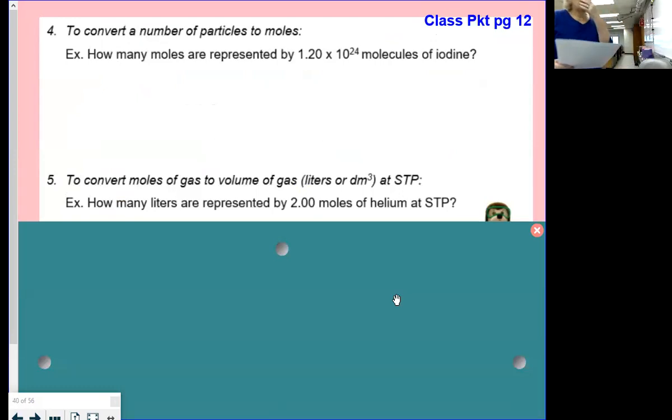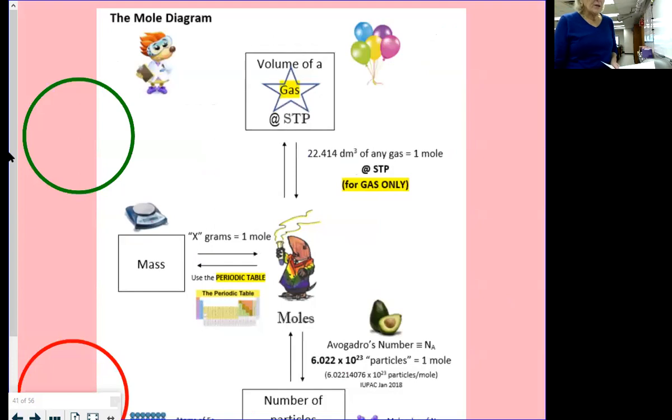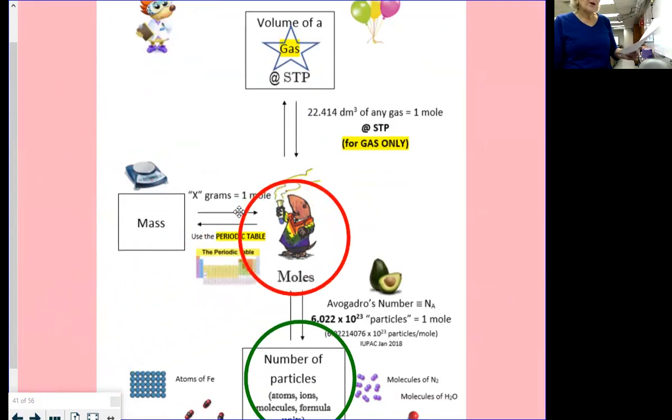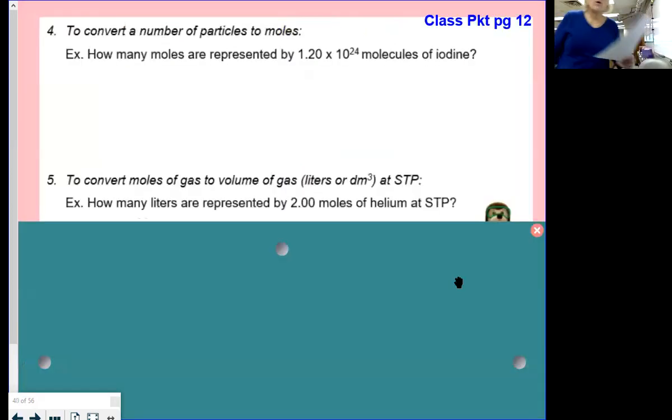Number 5, convert the number of particles to moles. Here we're going to start with number of particles. That means start green. Down here, we're going to start with the number of particles and convert it to moles right here. What equality do we use to start with particles and get to moles? Here's the equality. Avogadro's number equals 1 mole.